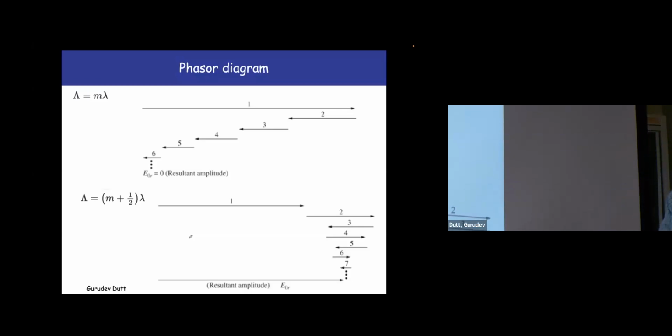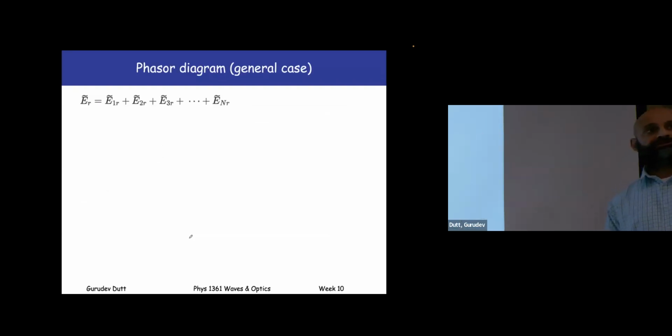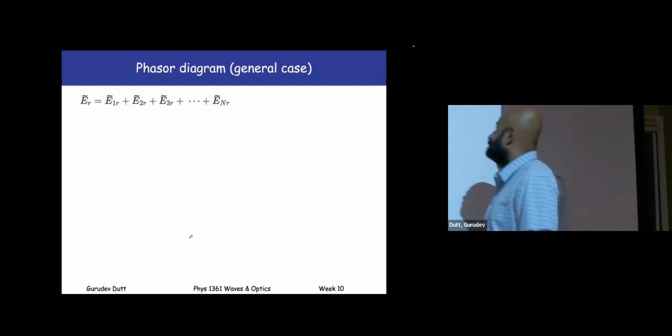Okay, and therefore, m plus half lambda will still give me some intensity coming backward from the film. Now we want to do the most general situation. So now I'm going to add up n phasors, n going to infinity, of course, but we can do it for a finite number first.